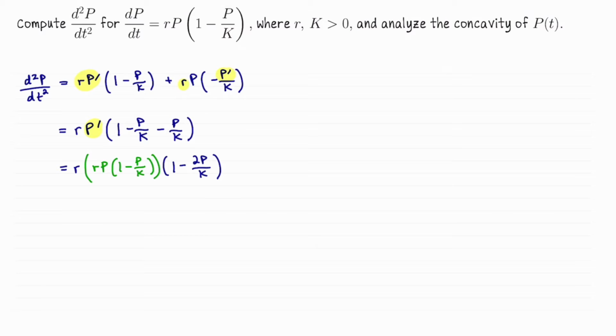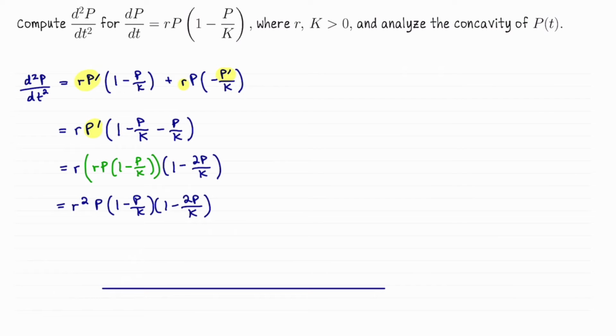So just to rewrite it cleanly one more time, that's r squared p times 1 minus p over k times 1 minus 2p over k. I think it's best to leave it like this in factored form, because if we want to study the concavity of the population to understand the shape the solution curves are going to take, we actually want to look for inflection points and then the sign between the inflection points. Now, inflection points are when the second derivative is 0. So you want to find the zeros, and that's usually easier to do if a polynomial is in factored form instead of expanded.